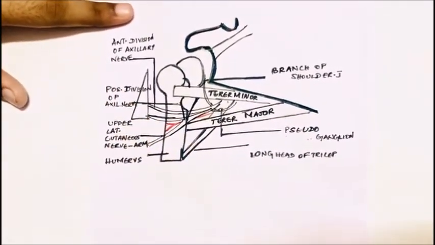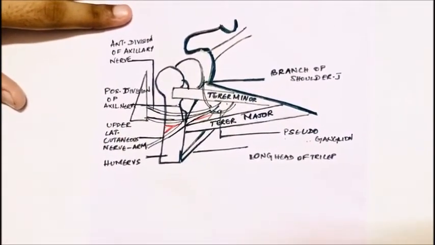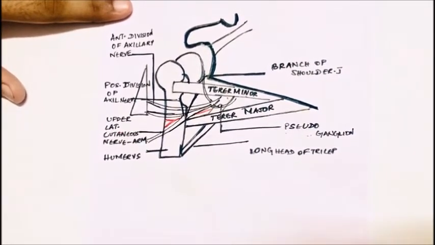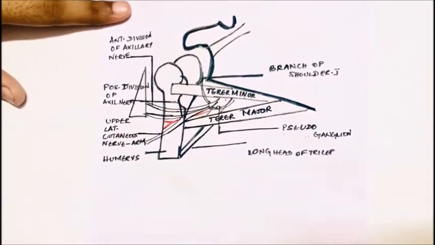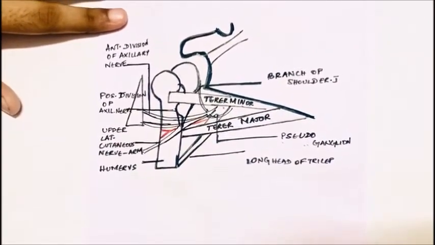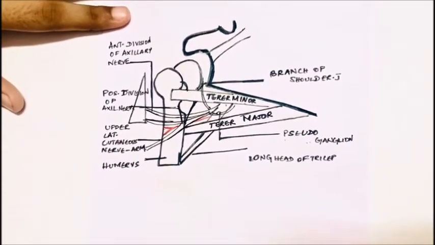Let us move on to its applied anatomy. Damage to the axillary nerve is caused by inferior dislocation of the shoulder joint, and damage to the axillary nerve results in loss of the roundness of the shoulder, loss of abduction of the shoulder joint, and loss of sensation of the skin over the lower half of the deltoid.